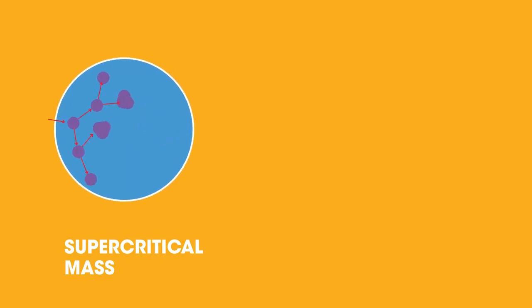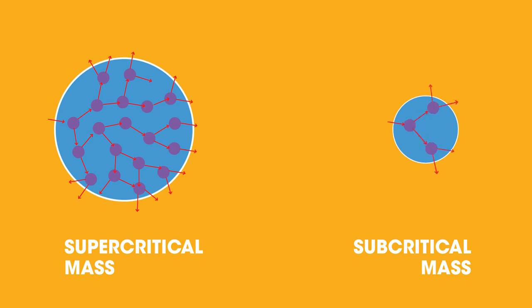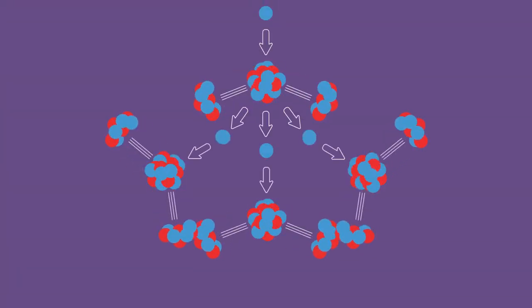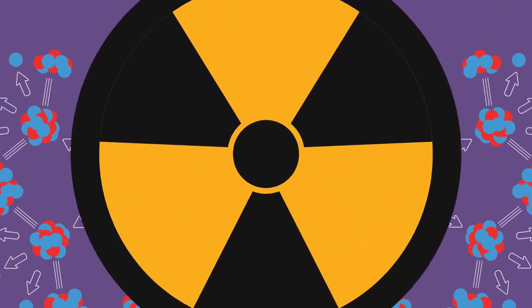For a chain reaction to be self-sustaining, there needs to be a minimum amount of material present. This is known as the critical mass. Below this critical mass, too many neutrons are lost from the metal surface and so take no part in the chain reaction. The discovery of nuclear fission was only the beginning of the nuclear age.